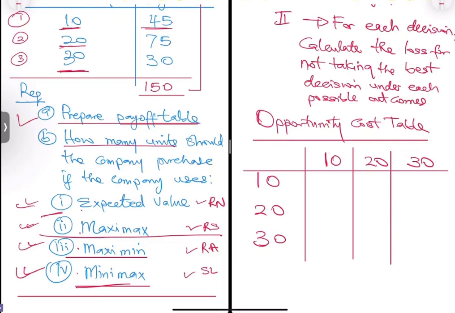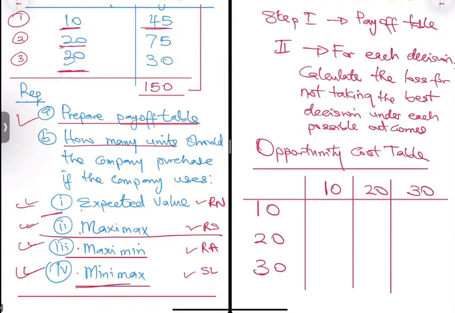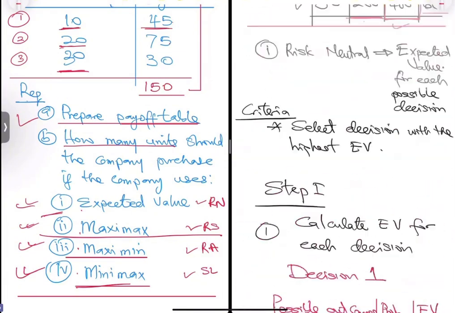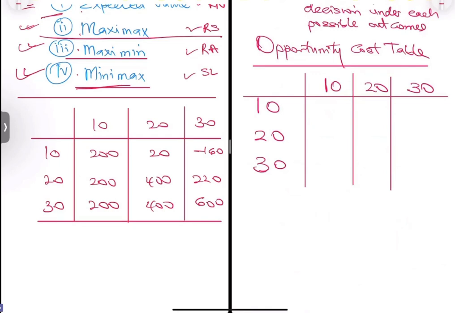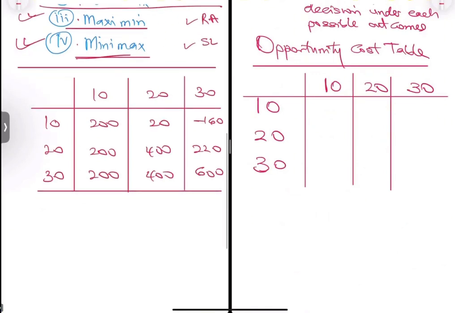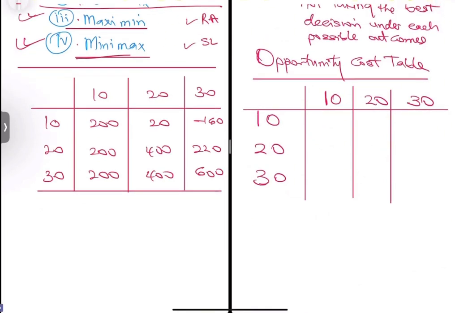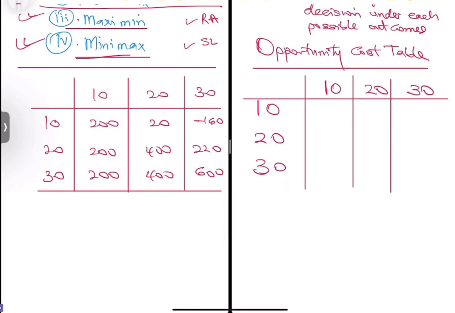So let's do that step 2 first. And let's go to our payoff table now. So look at our payoff table here. Now we need to use that payoff table to build our opportunity cost table, because we want to know the opportunity cost for each decision and under individual scenario, which is the possible outcome.